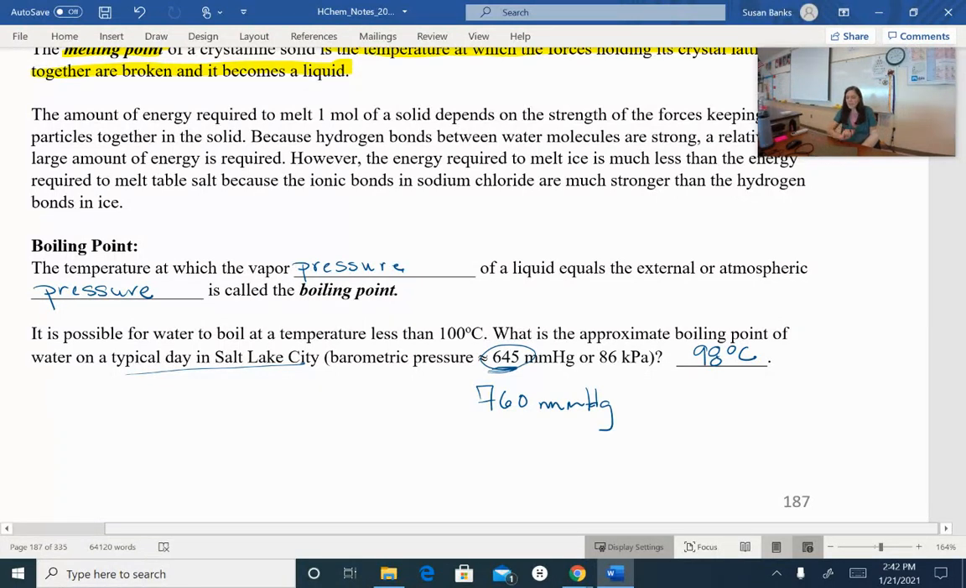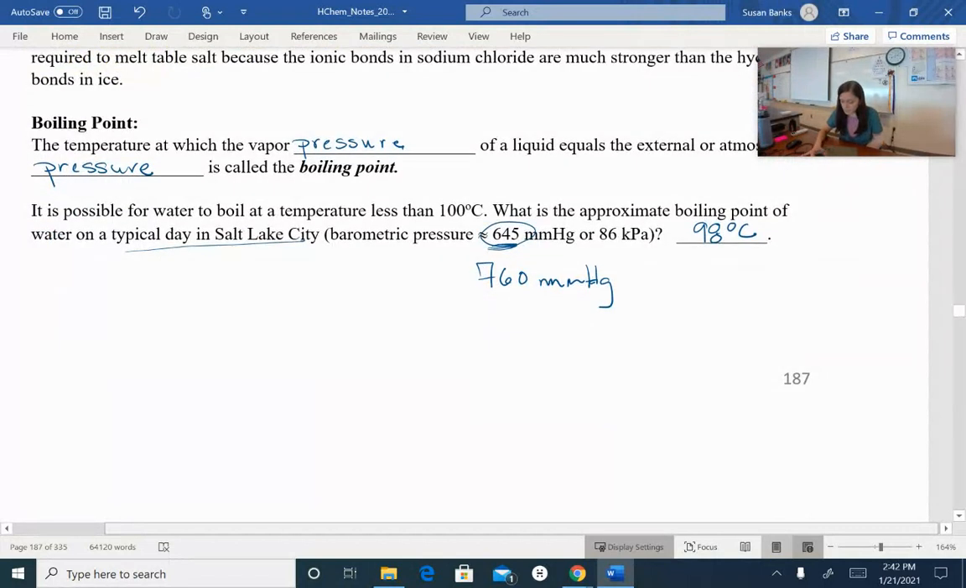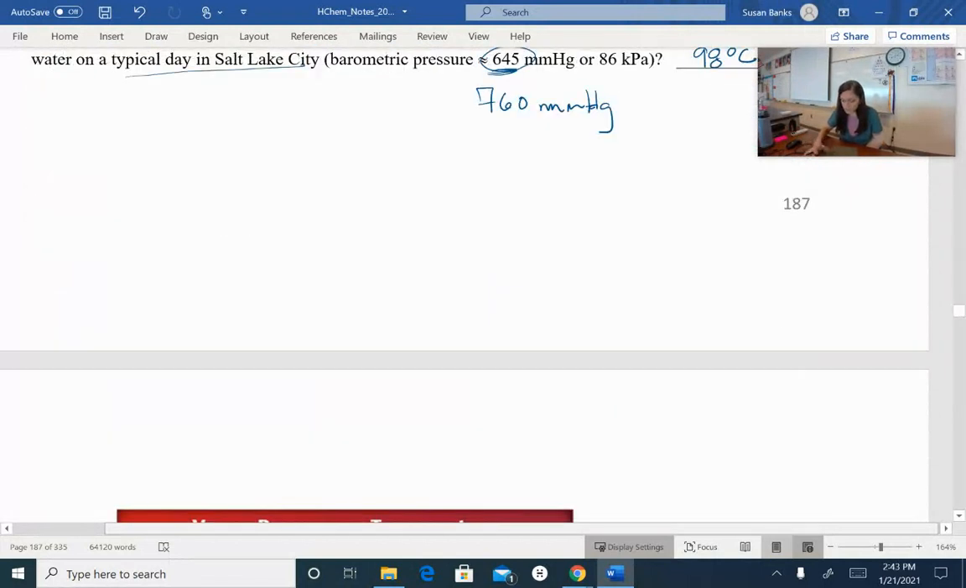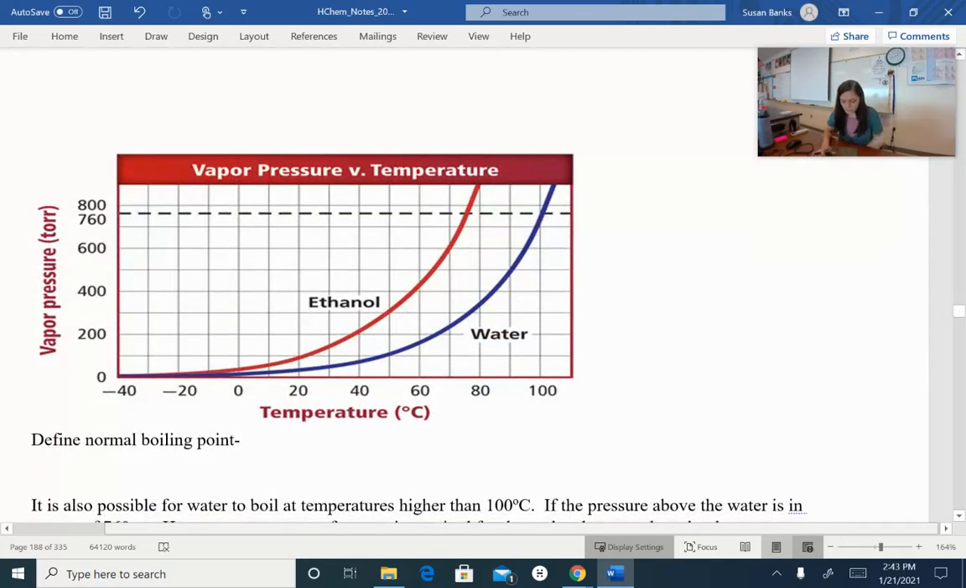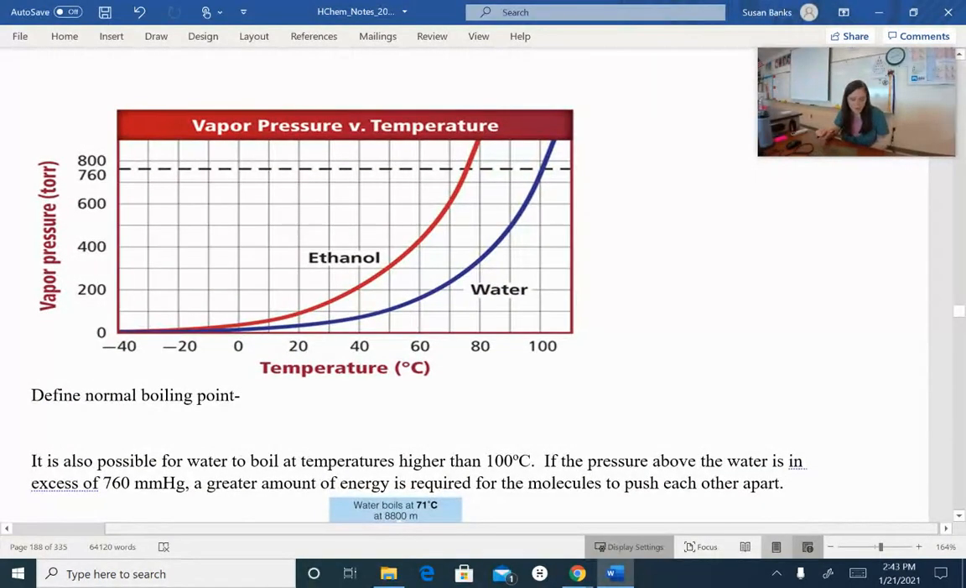Okay? I'm going to add a video showing how you can get things to boil at room temperature. We can actually boil water at room temperature if we get the pressure low enough. Okay, vapor pressure versus temperature. Different things have different vapor pressures.